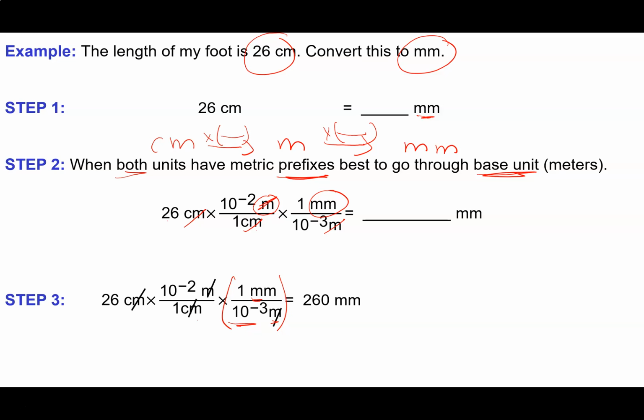Now, a millimeter is smaller than a centimeter, so we should get more millimeters than centimeters, which we do. We started with 2 sig figs. We end with 2 sig figs because trailing zeros don't count unless there's a decimal point within the number.